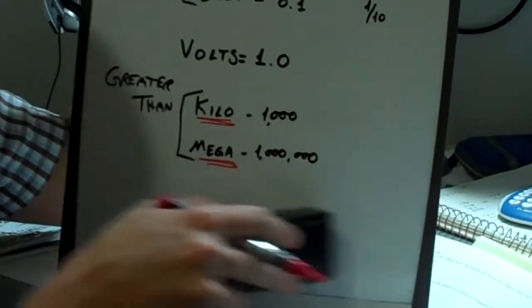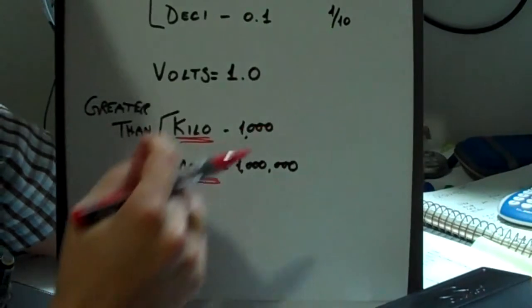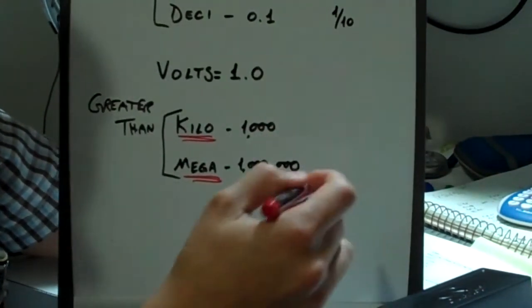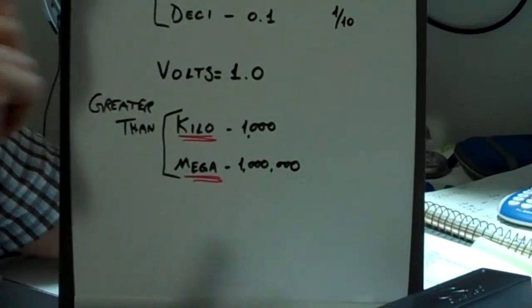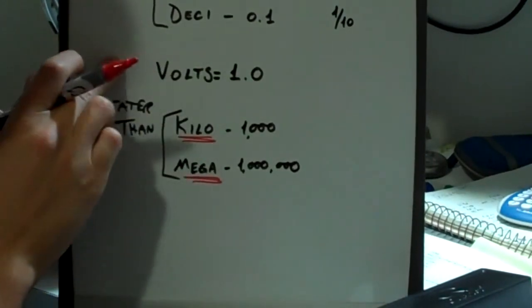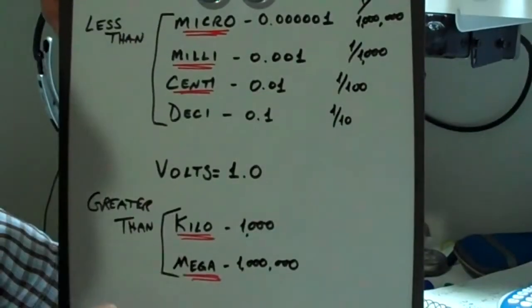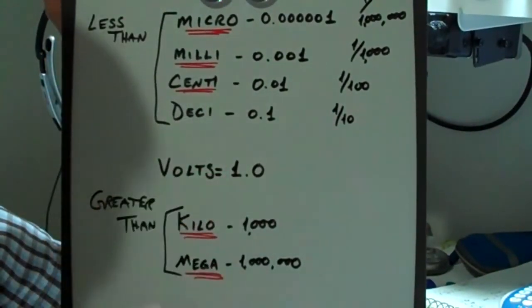Does that make sense? You get to the megavolt, you're going to do a million, so you're going to go 6 decimal places, like we did with the micro, except the other way. So you just need to keep it straight in your mind whether you're going smaller or larger, or from smaller to large, or larger to small.